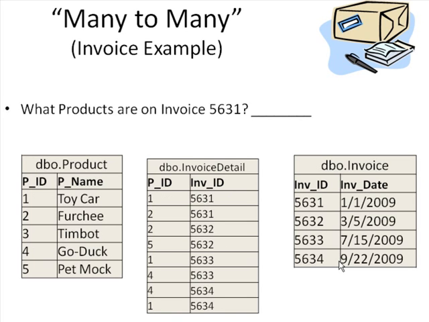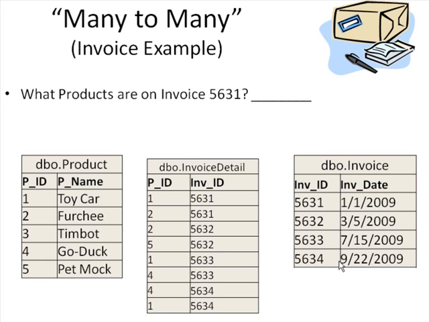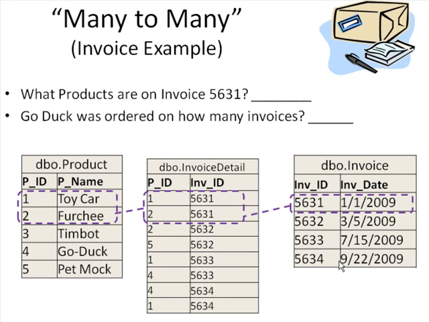Here's our bridge table. So what products were ordered on invoice number 5631? Well, if we look at 5631 in the invoice table, we see that is listed twice in the invoice detail table because this person ordered a toy car and a Furchie. How about the product GoDuck? How many times has that been ordered? Well, GoDuck is listed on invoice 5633 and 5634. Therefore, there were two invoices, one on July 15th and one on September 22nd.